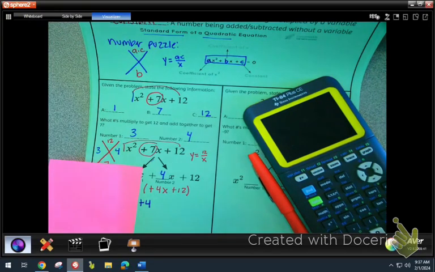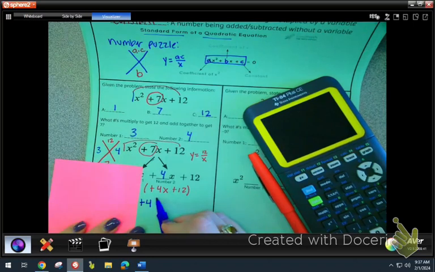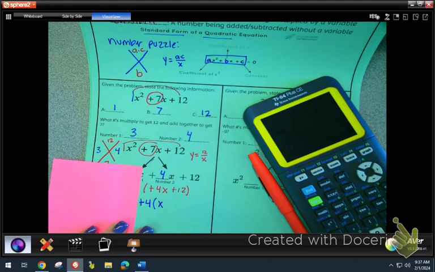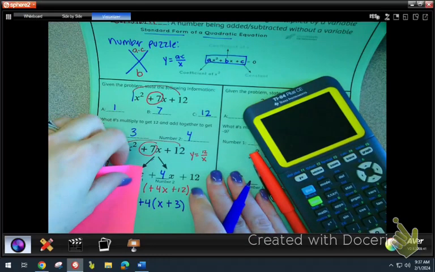Because they're both divisible by 4. Open up parentheses. 4x, you're dividing. 4x divided by 4 leaves you with x. Okay? Mohammed, 12 divided by 4, what does that leave you with? 3. This part is not new.